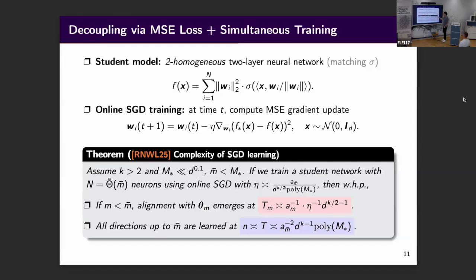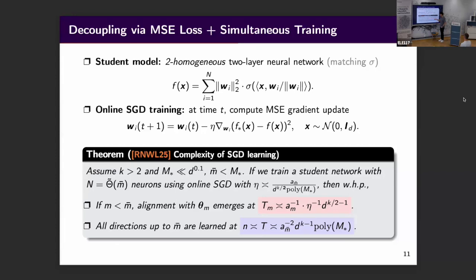So there are two statements here. The first is about the emergent risk curve. What it's stating is that the m-th neuron is going to be learned exactly at this time, meaning that there will be at least one student neuron that achieves strong recovery with theta_m at this time.